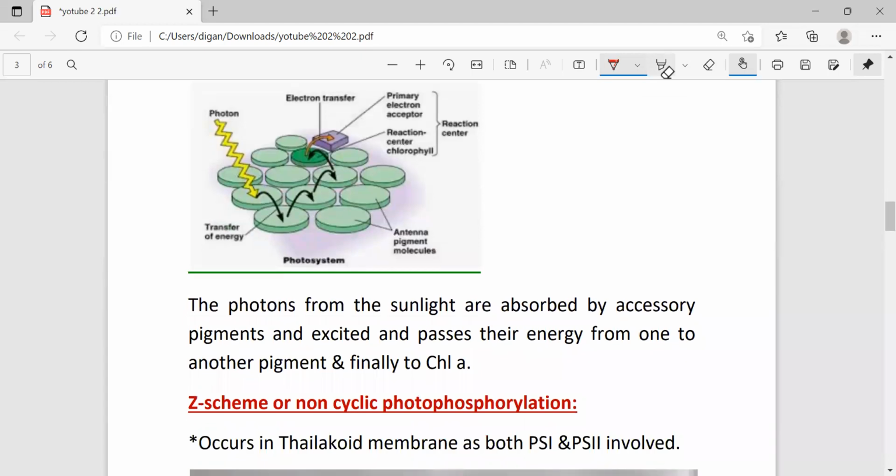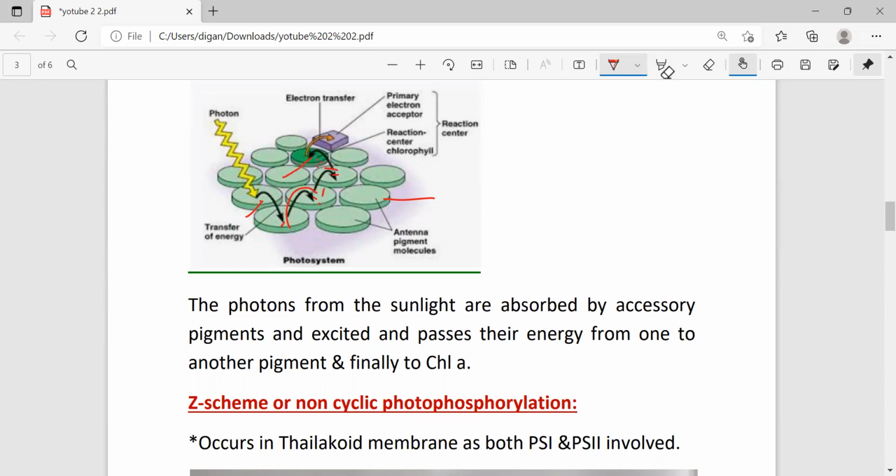The photons, meaning light energy from the sunlight, are absorbed by the accessory pigments. These are called accessory pigments. At first they are absorbed by an accessory pigment, then they become excited and pass their energy from one to another. Suppose first this pigment absorbs, then it passes to this pigment, then it goes to this pigment, and finally all the pigments release the energy to the reaction center, meaning chlorophyll A.